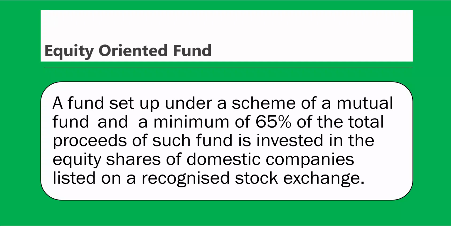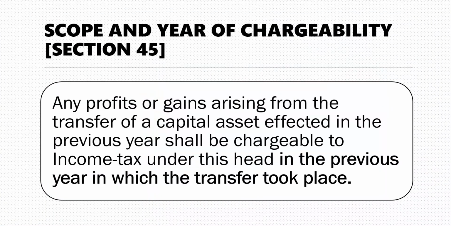Suppose it is 50% equity and 50% something else, gold or something, then it will not qualify in that 1 year period. 65% should have been invested in shares to qualify as an equity-oriented fund, so that you get the 1 year benefit, I mean, classified as short-term or long-term.